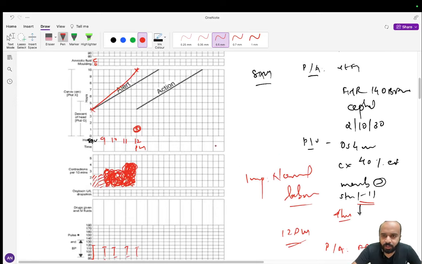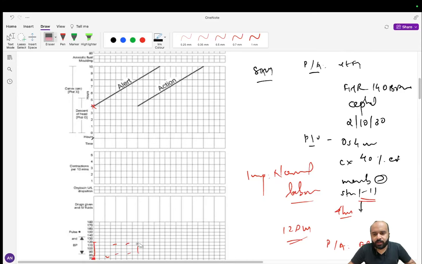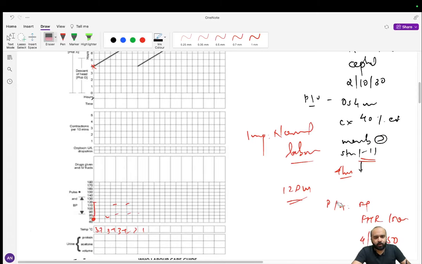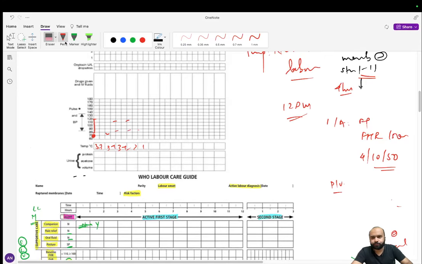Now let me make a variation. Everything was the same when she came to me. I'm just going to show you the cervical dilatation chart. She came to me with the same findings, but now at 12 p.m. her per vaginal findings were different. Her os was 6 centimeters dilated, the station was at 0, and the rest of the findings were the same.